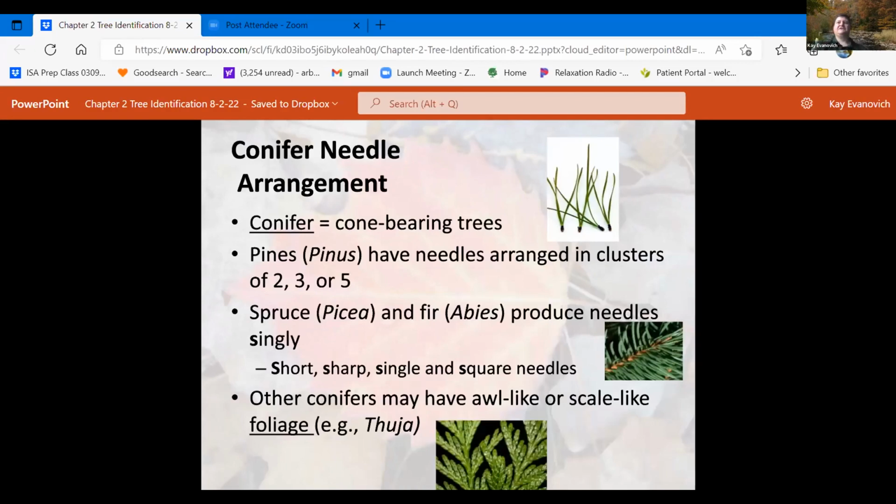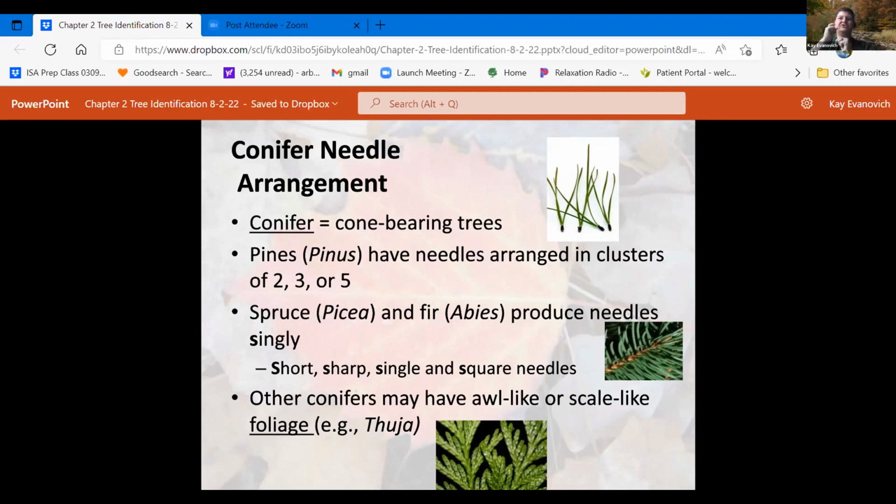Conifer needle arrangements are a little different. Conifer, remember, means cone-bearing trees. Pines, or Pinus, have needles arranged in clusters of 2, 3, or 5. What a weird number. Anyway, they come off at the very top, like you see, with individual needles coming off in a cluster of 2, 3, or 5. The spruce, Picea, or fir, Abies, produce needles singly, right?